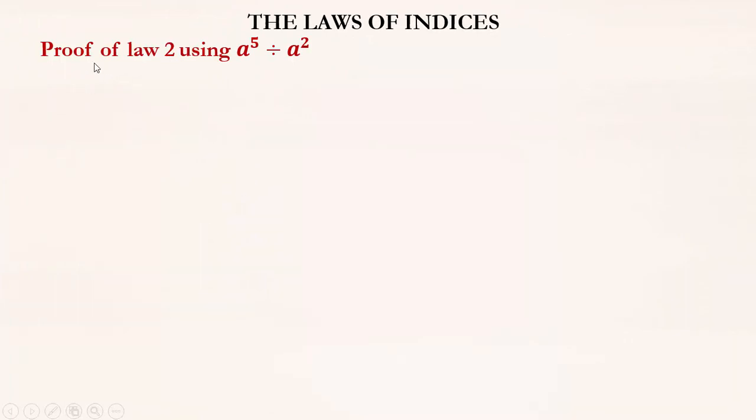We're going to prove the second law using a to the power 5 divided by a to the power 2. A to the power 5 divided by a to the power 2 is simply equal to a to the power 5 over a squared. Expanding, you get to realize that a to the power 5 is the same as a times a times a times a times a over the a squared, which is the same as a times a.